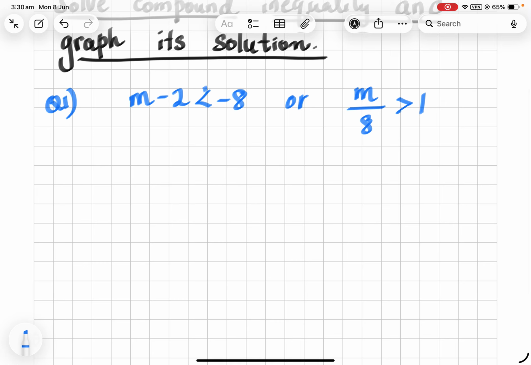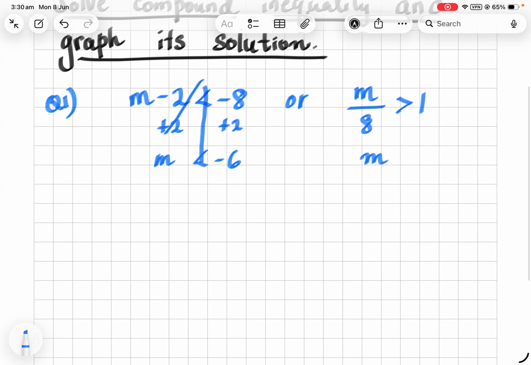So how would you solve it? We have been looking in the other videos at how to solve these. Just like any other equation, you would solve this. So m is less than negative 6. That's one part. And then over here, in order to get rid of that denominator 8, you would multiply by 8 on both sides. So that would make it m is greater than 8. So these are your two inequality pieces.